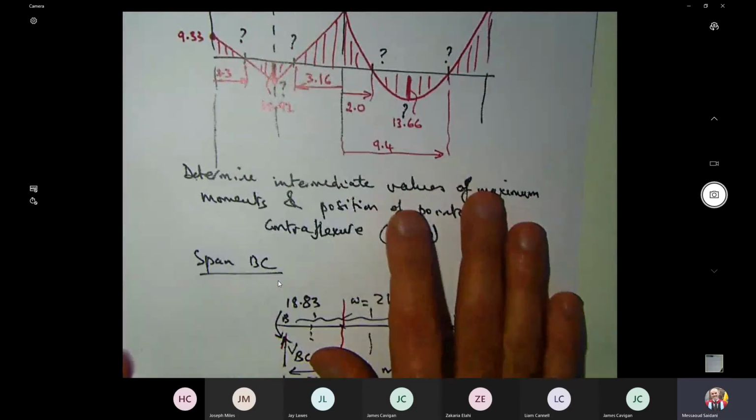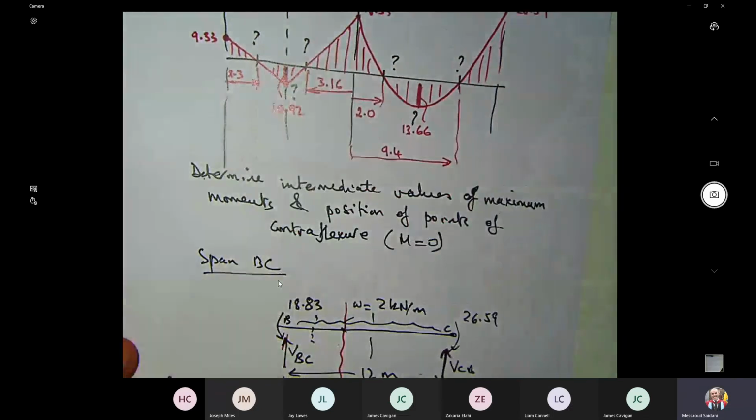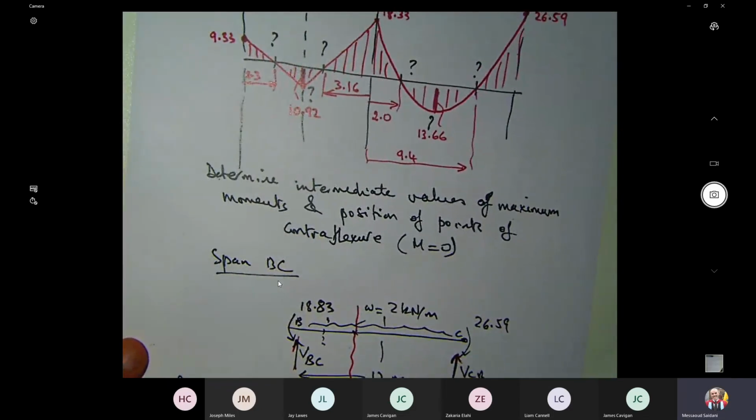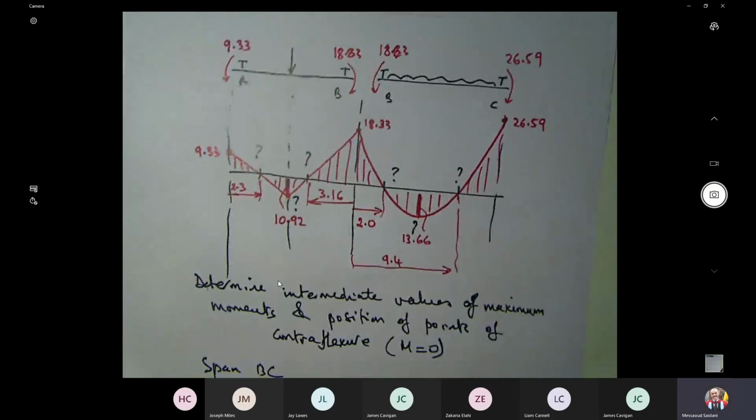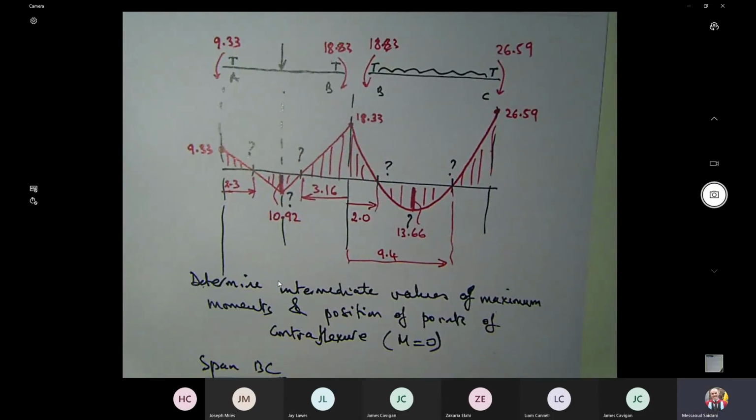Okay, thank you. I just want to show you this before we finish. That's the bending moment diagram with all the values shown. Any last questions, please, before we finish?